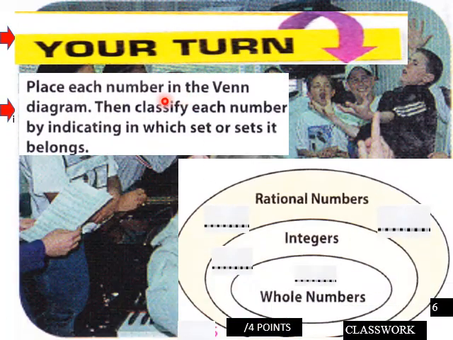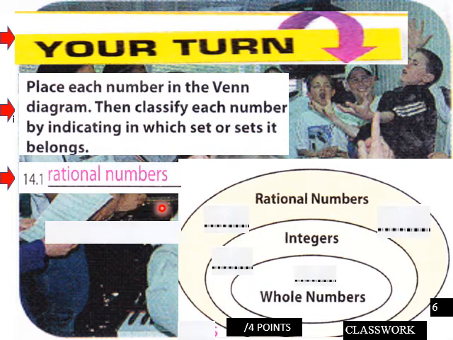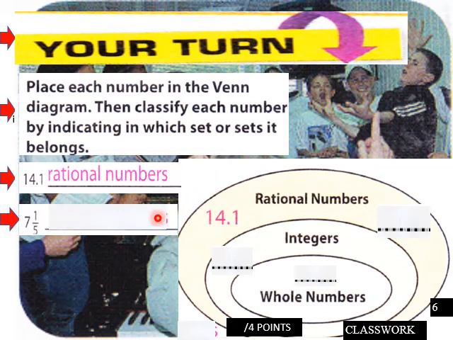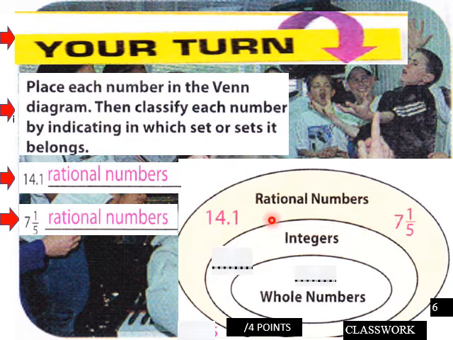Page 6, your turn. Place each number in the Venn diagram. Then classify each number by indicating in which set or sets it belongs. So for example, 14.1, which category here would be 14.1? 14.1 would be considered a rational. 14 and 1 over 10 would be how that would be as a mixed number. It is rational. 7 and 1/5, again, that would be considered a rational number. 7 and 1/5 as an improper fraction would be 36/5.